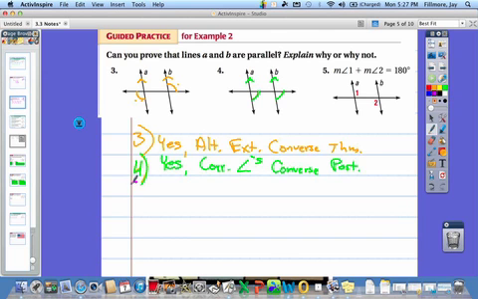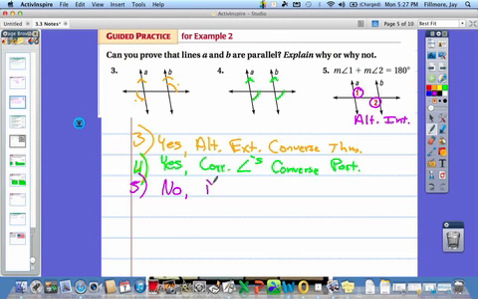You're probably thinking we haven't had a no yet, so 5 will probably be no. Yes, 5 is no. We're told that these two are supplementary. They add to give us 180. Well, those are alternate interiors. Alternate interiors are not supposed to be supplementary. They are supposed to be congruent. So this is no.